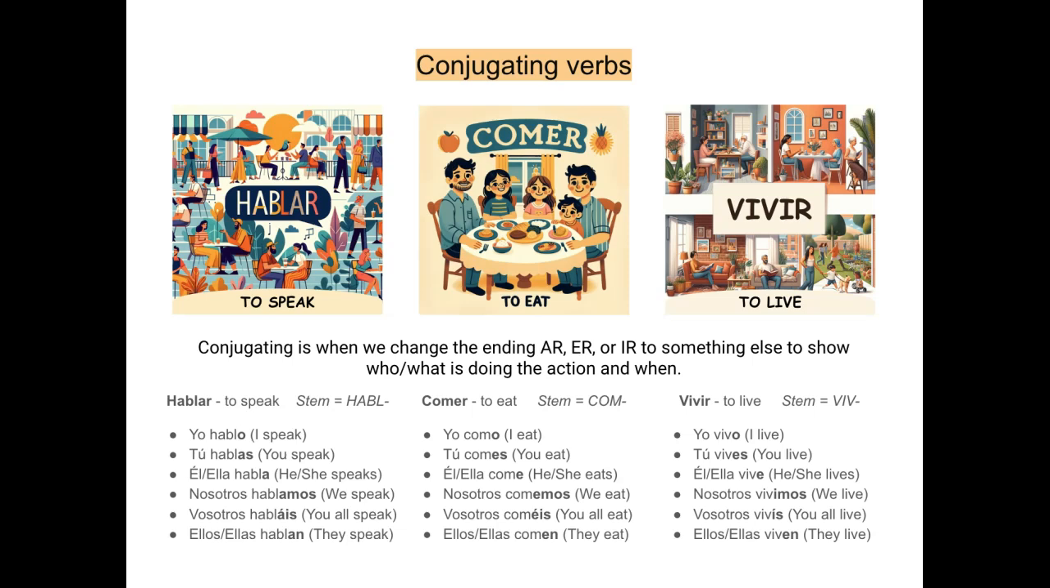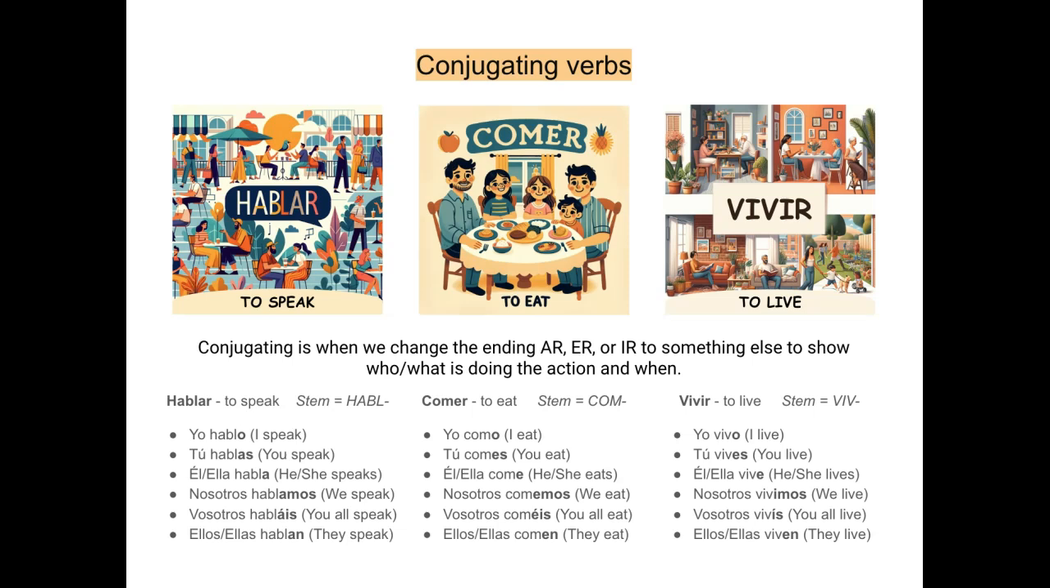To go from to speak to I speak, the ending has to be changed to O by dropping the AR and adding an O. The same is true with comer and vivir. You drop the ER in comer or the IR in vivir and add an O. This shows who is doing the action in the present. With the O, I am doing the action.